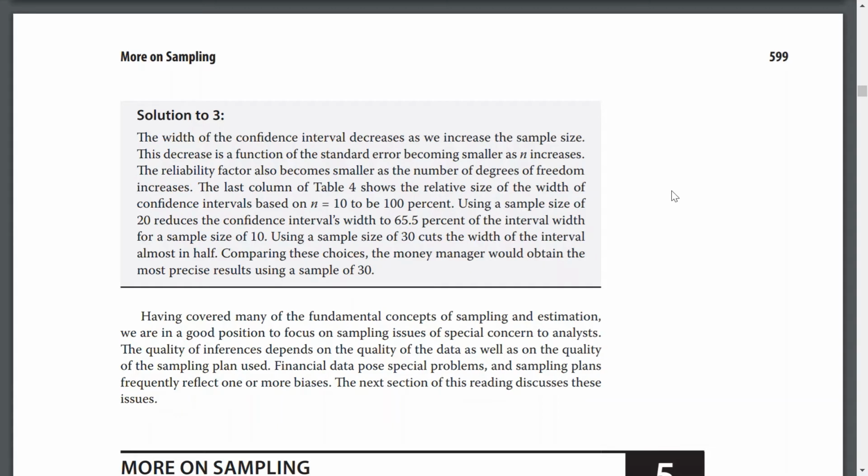Using a sample size of 30 cuts the width of the interval almost in half. Comparing those choices, money managers will obtain the most precise results using a sample size of 30. So 30 is the magical number, really. Having covered many of the fundamental concepts of sampling and estimation, we are in a good position to focus on sampling issues of special concern to analysts.